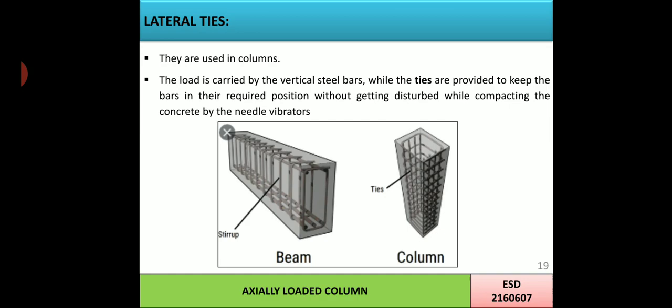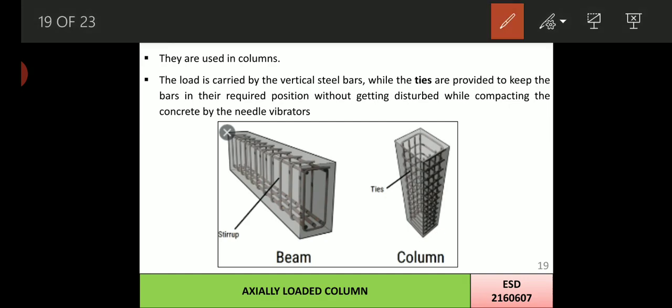Now lateral ties. Now they are used in the column. The load is carried by the vertical steel bars. Usually the load is carried by the reinforcement which we provide, while the ties are provided to keep the bars in their required position without getting disturbed while compacting the concrete by the needle vibrator. In simple words, what do ties do in the column? When we pour the concrete into the column section, it will keep the vertical reinforcement in its aligned position while we pour the concrete. Usually when the ties are provided in beams, it is known as stirrups, that is shown over here, while in case of column it is called ties.